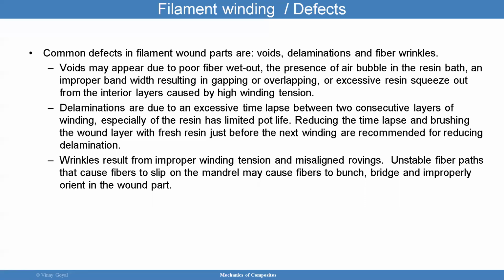Reducing the time lapse and brushing the layer with fresh resin should be done before the next winding to reduce delaminations. Wrinkles result a lot from improper winding tension and misaligned rovings. Unstable fiber paths that can cause fibers to slip on the mandrel may cause fibers to bunch and bridge and improperly orient in the wound part.